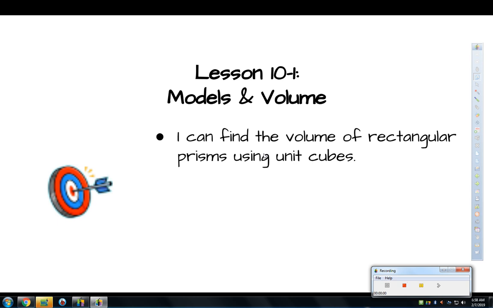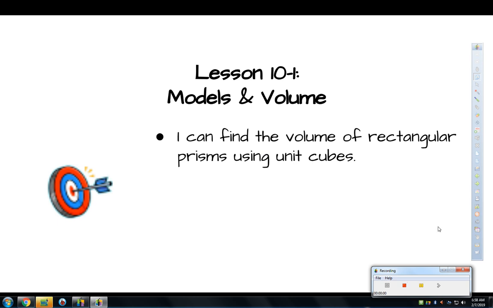Today starts topic 10, which is all about volume. So we're going to move out of the two-dimensional world where we've been talking about area and perimeter and into the three-dimensional world where we're going to be calculating volume. And today we're going to look at models and volume together, so that we can find the volume of a rectangular prism, so of a box, basically, using unit cubes.